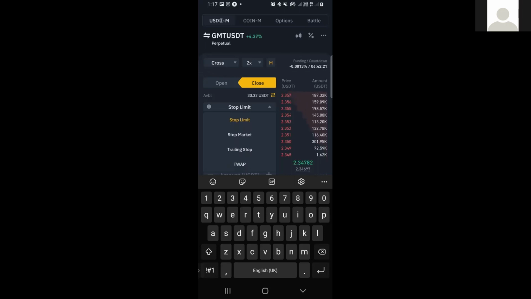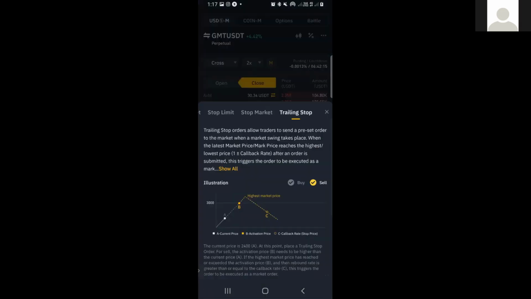The trailing stop loss, this one now, is quite something I should not explain in this video because it's quite complicated for the normal, especially for the new student who has not practiced futures.